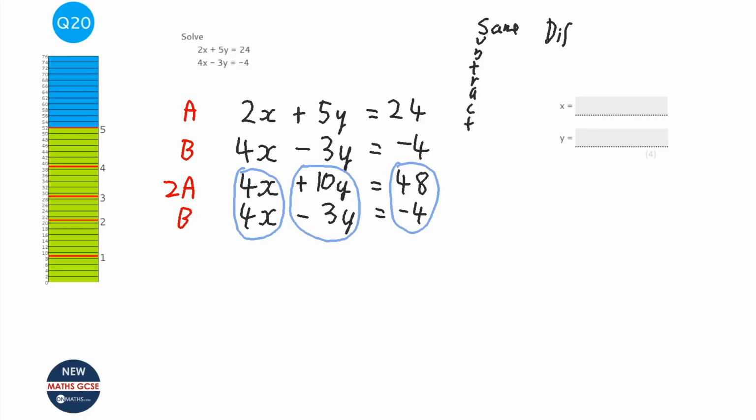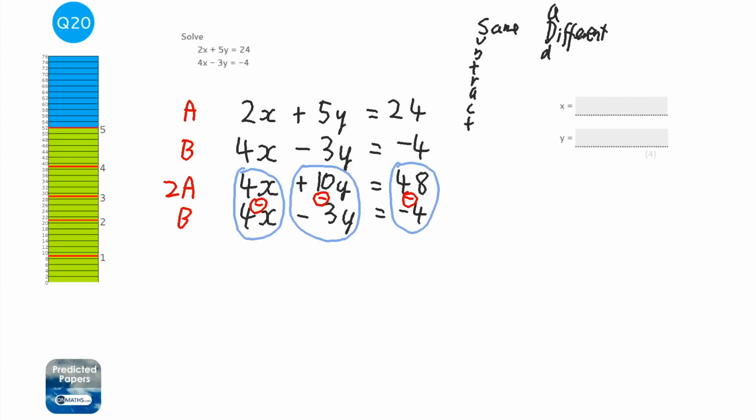If the signs are different, we're going to add. And it's that simple. Okay. Now the signs are the same because they're both positive, so we are going to be subtracting. So a minus there, a minus there, and a minus there. Okay, let's start. 4x take away 4x is nothing, which is good because it needs to be nothing.